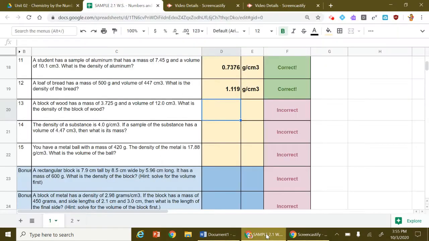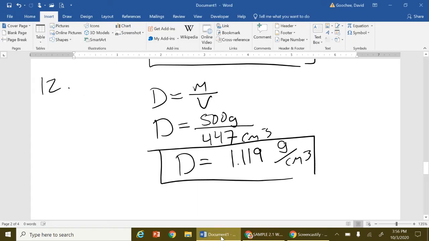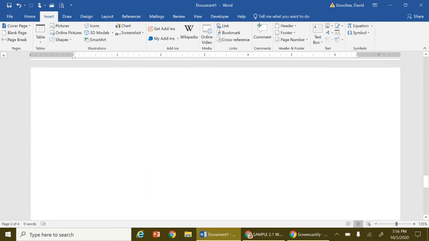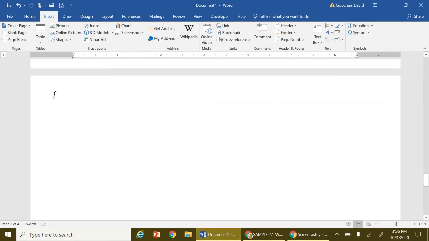Okay, next problem. We have a block of wood with a mass of 3.725 grams and a volume of 12 cubic centimeters. So the mass is 3.725 grams, and the volume is 12.0 cubic centimeters. What is the density? Once again, this problem is just like the other problems, in that it's a density problem. This is number 13, and we go, density equals mass over volume. We don't know the density. We are looking for it.